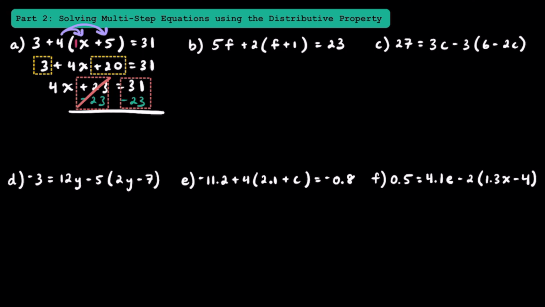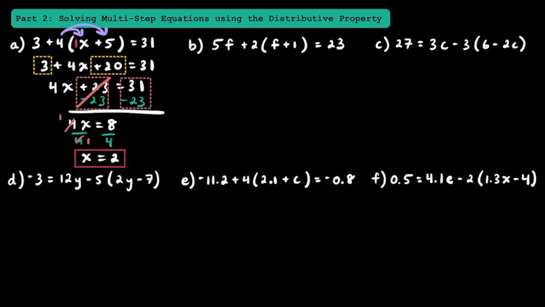And on the right side, we have 31 minus 23, which is equal to 8, so we have 4x is equal to 8. Then we're going to divide by 4 on both sides. These 4's cancel out to make 1. And 8 divided by 4 is equal to 2, so we can write x is equal to 2. There's our solution.